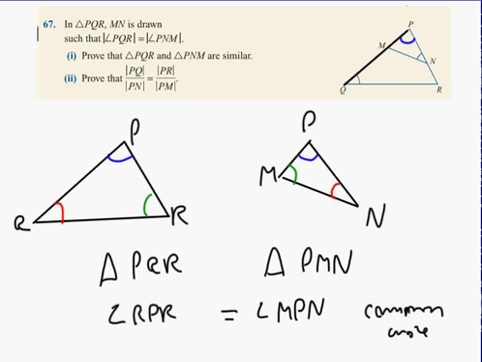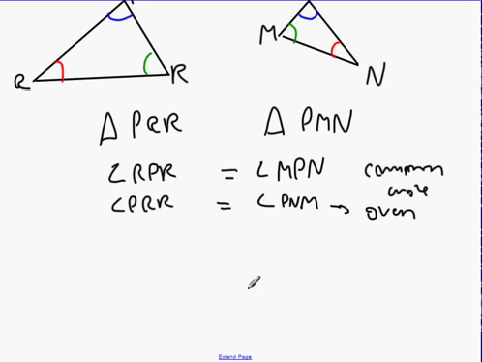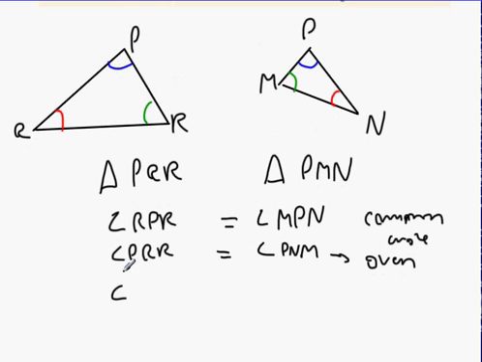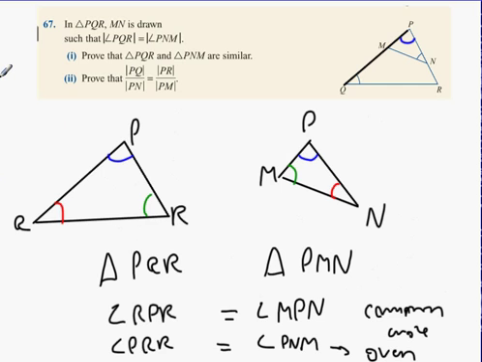Next one is angle PQR equals angle PNM. Reason? Given. And then you can just say hence they're equiangular. But if you want to put the finishing touches on it, we can say angle PRQ equals angle PMN. Reason being, angles in a triangle must add to 180 degrees. Done. Therefore, proof that PQ over PN equals PR over PM.